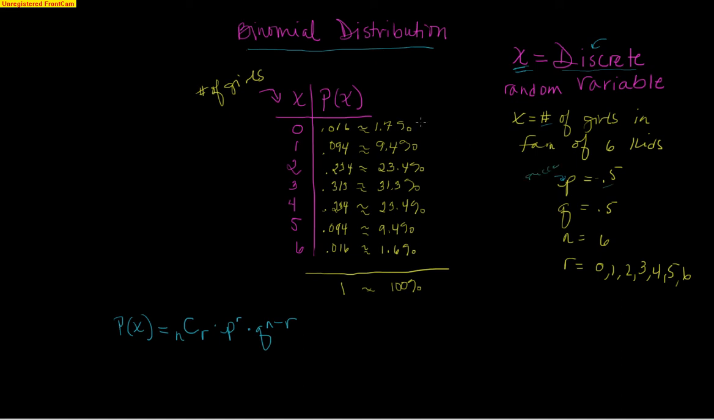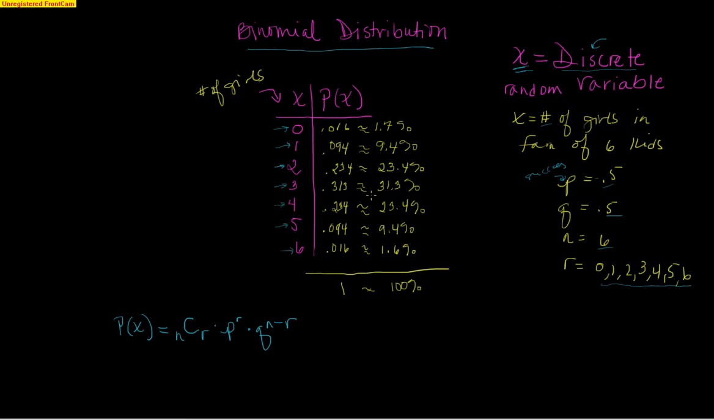These are your probability of a success. Q is the probability of a failure, which is also 0.5, a boy. We're talking about 6 kids, so N equals 6. And R are all these different 7 things that can happen. You could have 0 girls and 6 boys, 1 girl and 5 boys, 2 girls and 4 boys, 3 and 3, 4 girls and 2 boys, 5 girls and 1 boy, or all 6 girls.